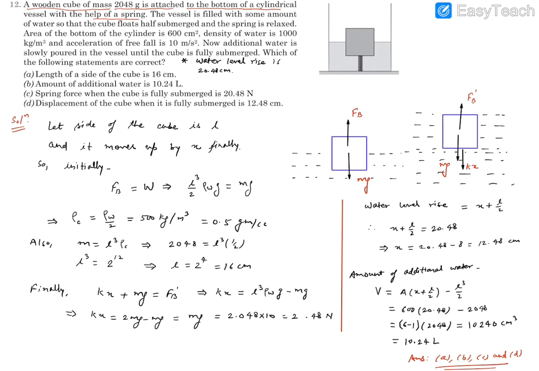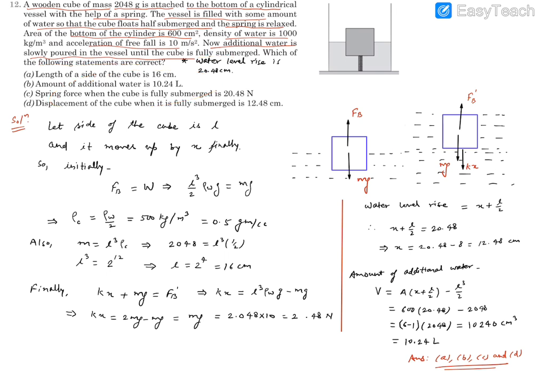The situation: the vessel is filled with some amount of water so that the cube floats half submerged and the spring is relaxed. Bottom area of the cylinder is known to us, density of water is known to us, gravity constant is known to us. It says now additional water is slowly poured in the vessel until the cube is fully submerged. Later on it gets completely submerged. Which of the following statements are correct? Out of A, B, C, D, we need to identify which one or more than one are correct.